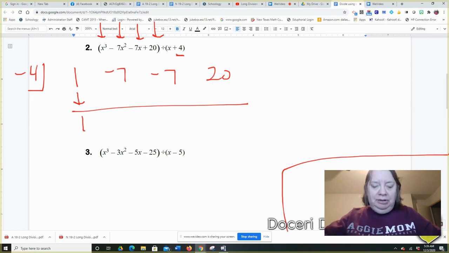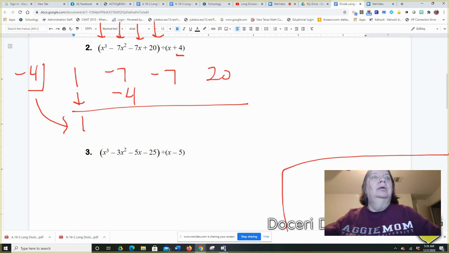Multiply the number in the box times the number on the bottom row. Negative 4 times 1. Put that product right here. Combine those two numbers. Negative 7 minus 4 is negative 11. Multiply the number on the bottom, negative 4, times negative 11, 44. Add 44 minus 7, 37. Dude, this is big.